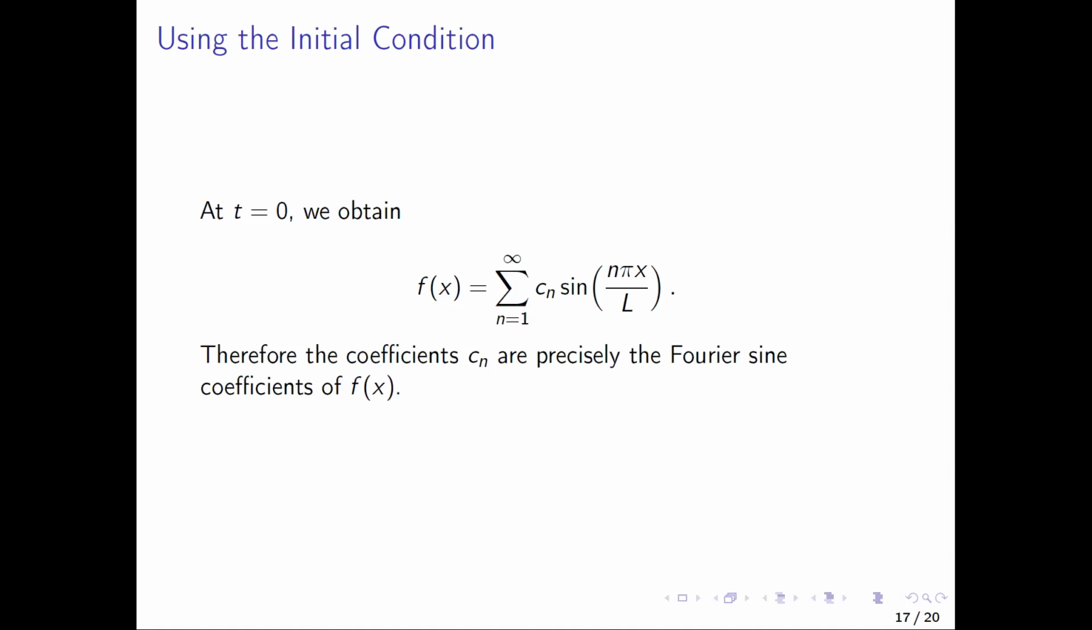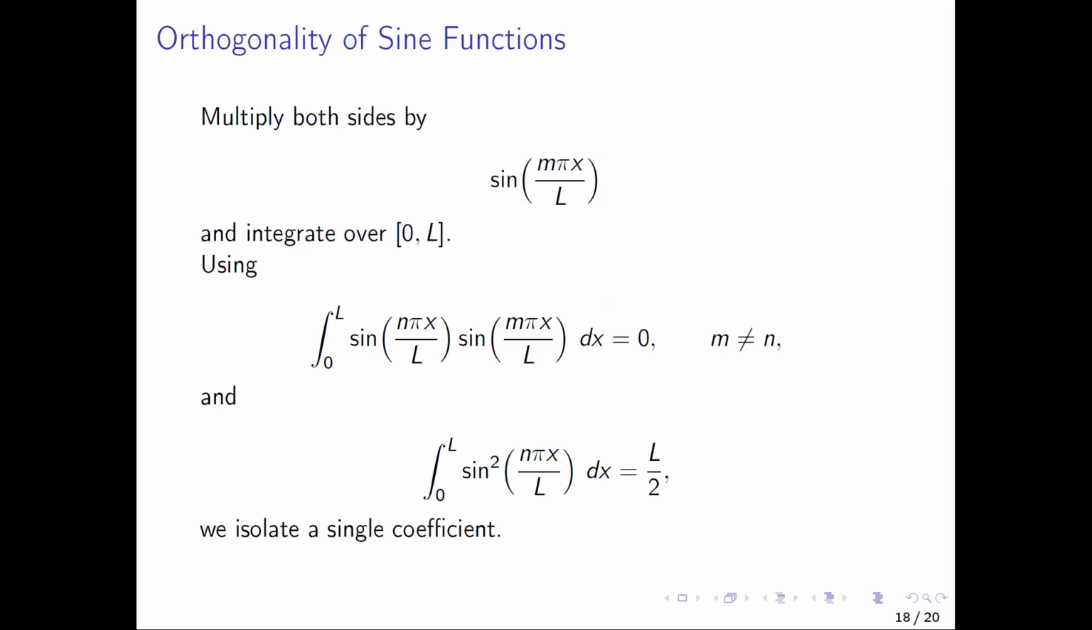At time 0, the initial temperature distribution must be expanded, which is a Fourier sine series. Therefore, the coefficients can be found by the Fourier coefficients of f of x here. And we already know that orthogonality is what allows us to isolate one coefficient at a time. By multiplying with another sine function and integrating, every other term disappears. This is exactly the same idea we use in Fourier analysis.